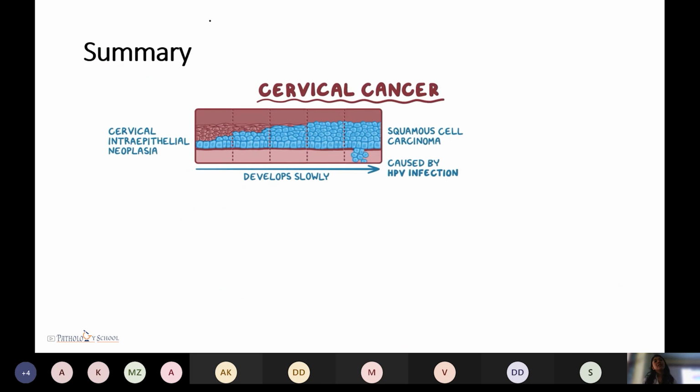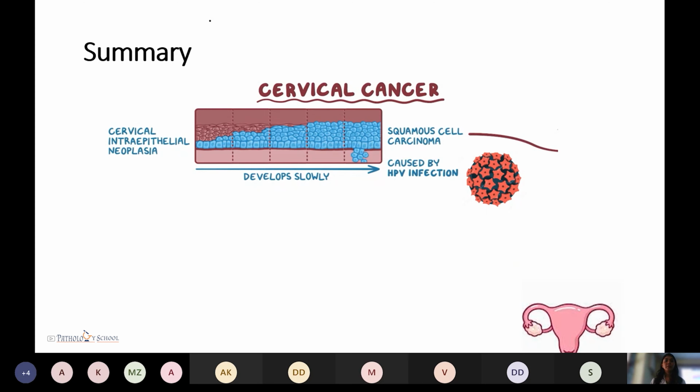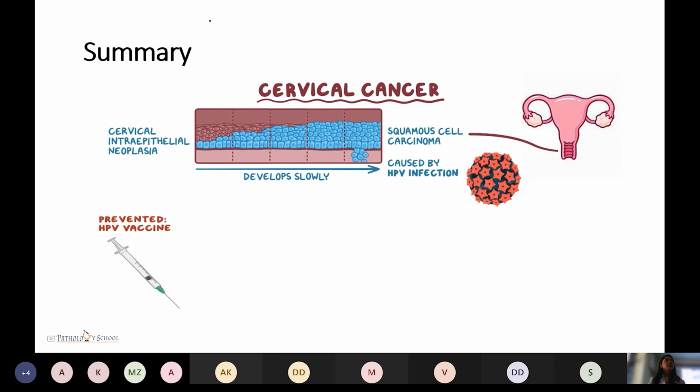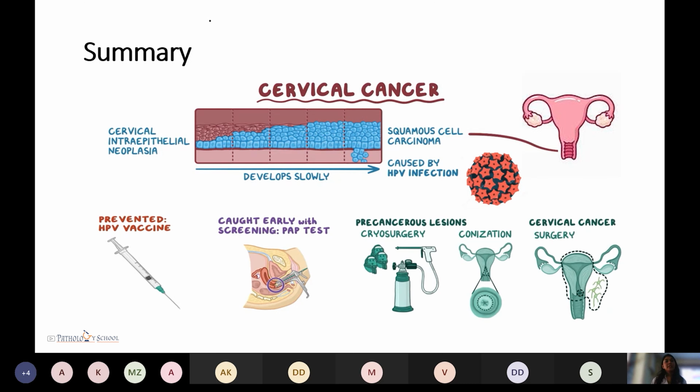So to summarize, we have all the cervical intraepithelial neoplastic lesions. It develops slowly. It is caused by HPV virus and finally leads to squamous cell carcinoma of the cervix. It is prevented by HPV vaccines, as we saw, Gardasil and Cervarix are the HPV vaccines. It can be caught early with screening tests like pap smear, and precancerous lesions are treated with cryosurgery and conization, and cervical cancer is treated with surgery or radiation.